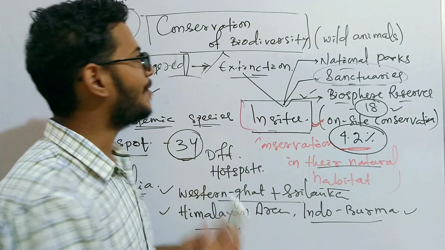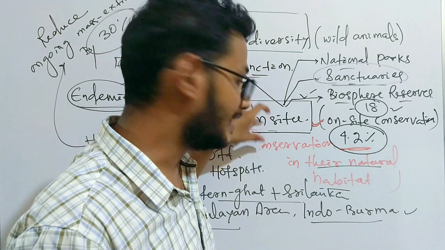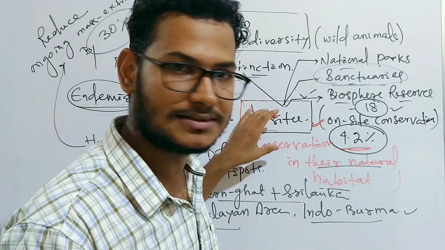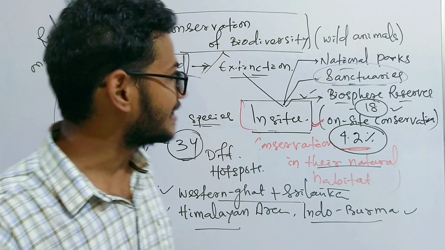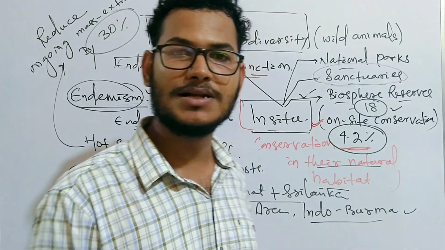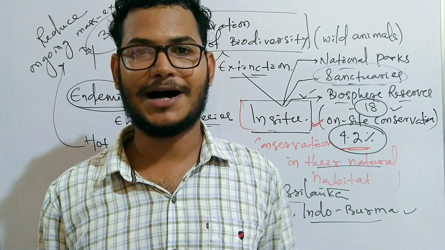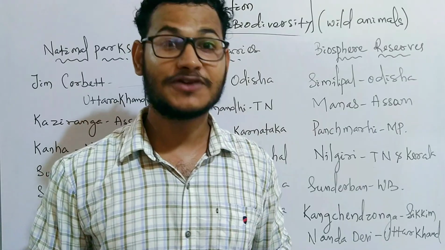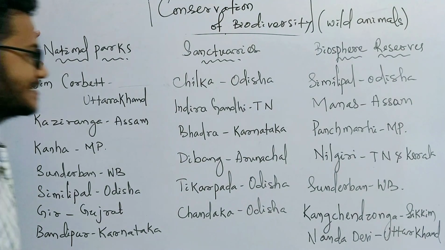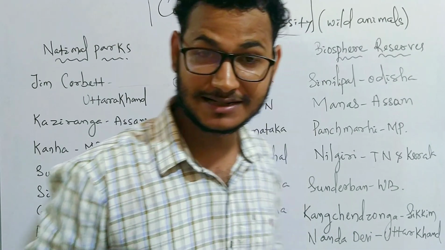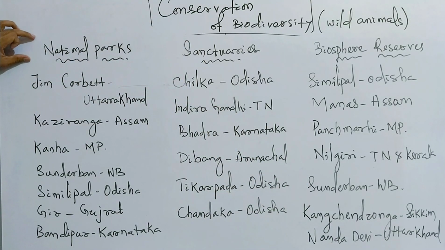So this is all about the conservation in their natural habitat, that means in situ conservation. So my dear friends, let's look at some examples of important national parks, sanctuaries and biosphere reserves. Friends, now you can see the examples of some national parks, sanctuaries and biosphere reserves found in our country. So let's start from national parks.